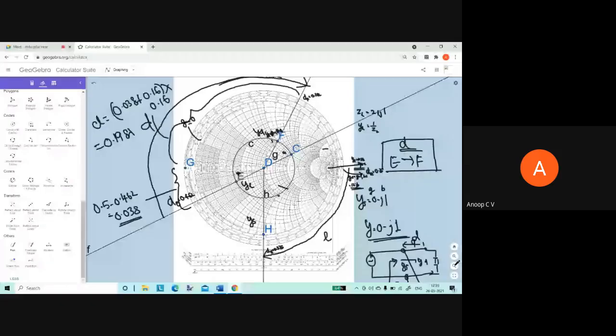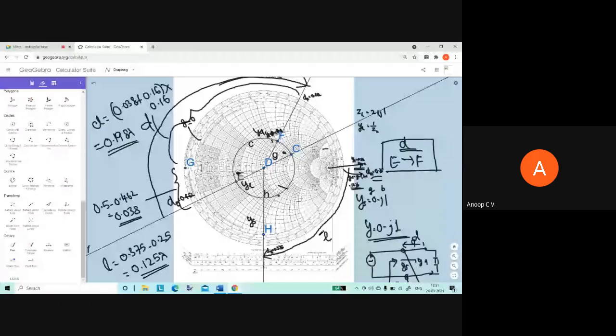Then what is L? To reach L I should travel from 0.25 to 0.375. So L is equal to 0.375 minus 0.25, so it will be 0.125. Yes, L is 0.125. That is done. So the answer to the question is D is 0.198 lambda and L is 0.125.